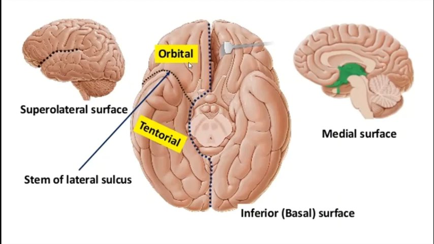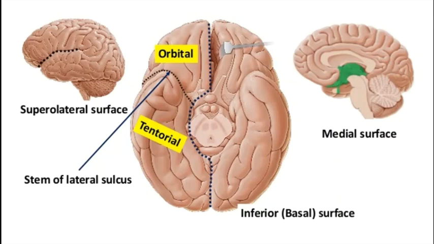One more thing to remember: cranial fossae are a feature of the basal portion of the cerebrum when looked from inside. So first of all, do not think that there is a middle cranial fossa below, so is there a middle cranial fossa above too. Fossae is a feature of the floor.